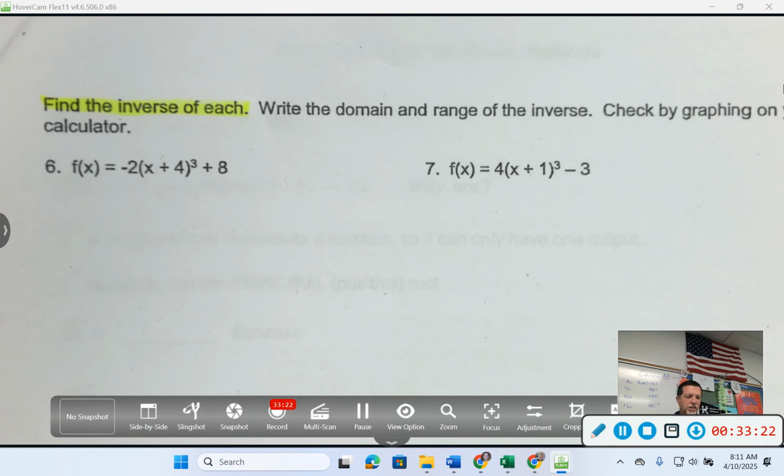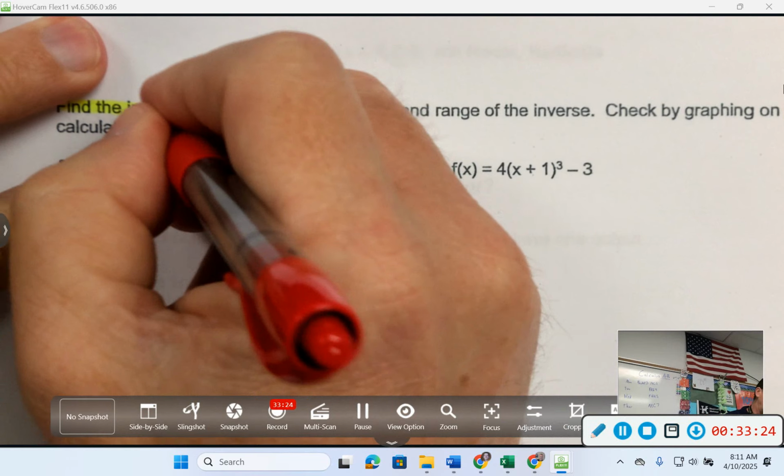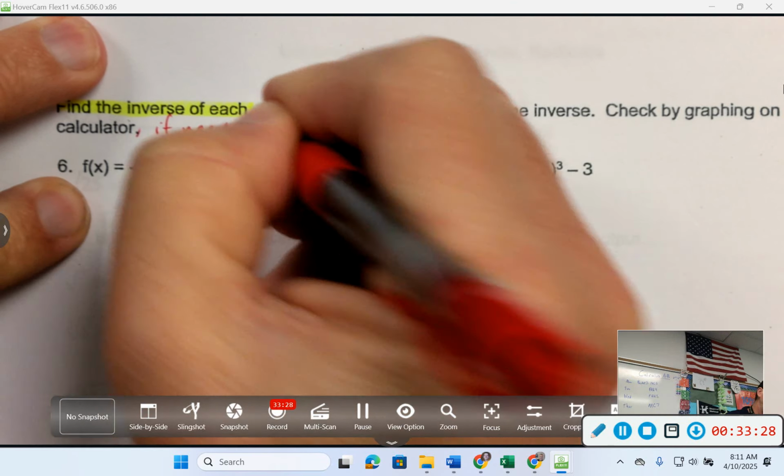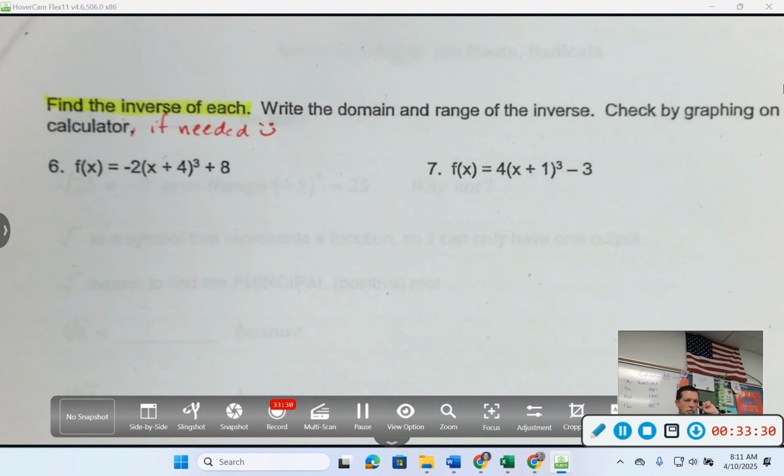Check by graphing on your calculator. I mean, if needed, I guess. Right? You would just graph it and look for that symmetry. But most of you are not going to. You're going to switch x and y and solve for y and trust that you did it right. And the only mistakes you will make is if you try to rush through it and do it all at once.